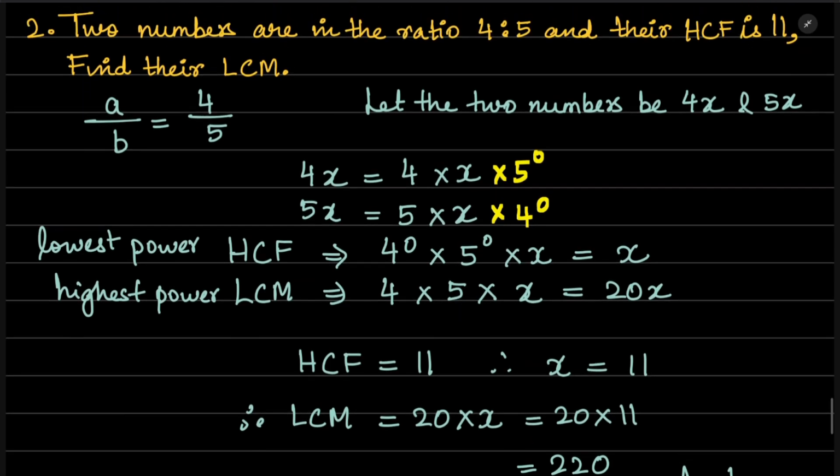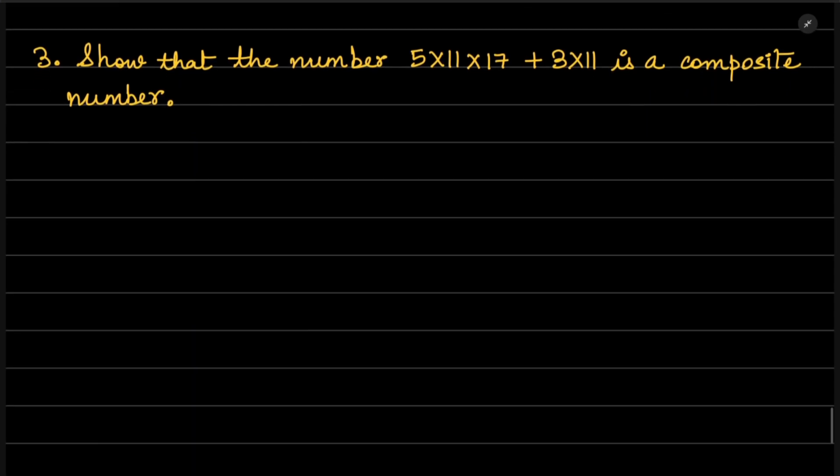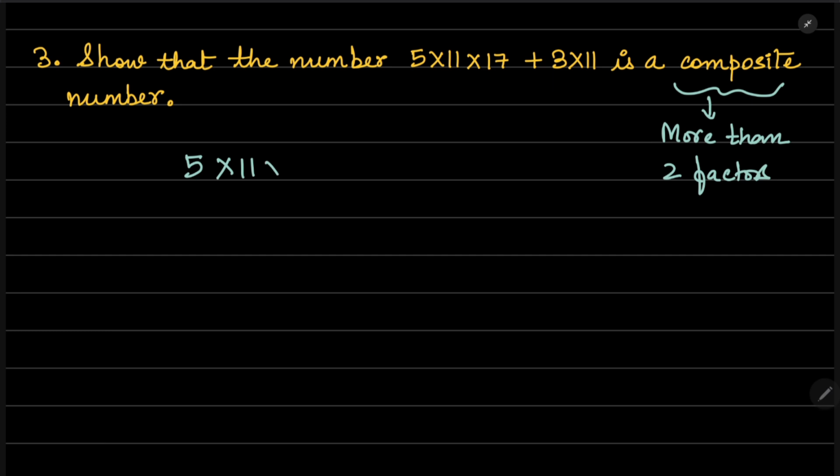Let's move on to the next question. Show that the number 5 multiplied by 11 multiplied by 17 plus 3 into 11 is a composite number. What is a composite number? A composite number is any number that has more than two factors. Okay, so the given number is 5 multiplied by 11 multiplied by 17 plus 3 multiplied by 11. Tell me what is common among these two terms. This is the first one, this is the second one. It's separated by a plus.